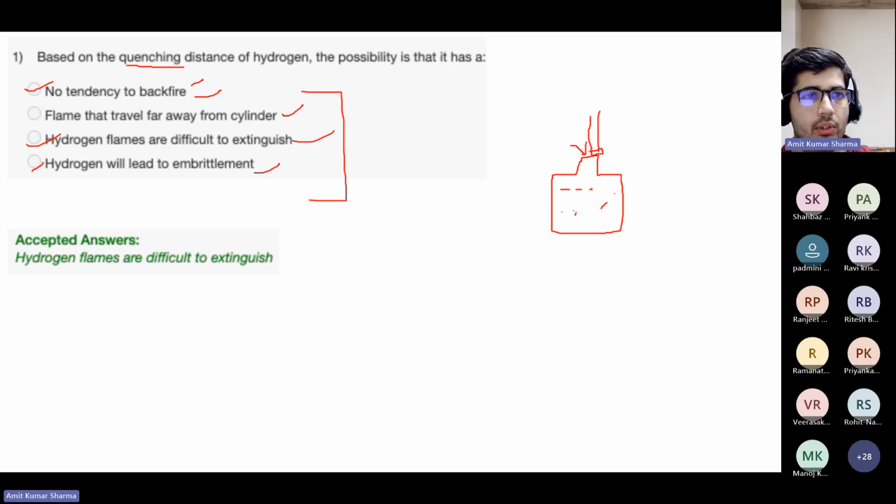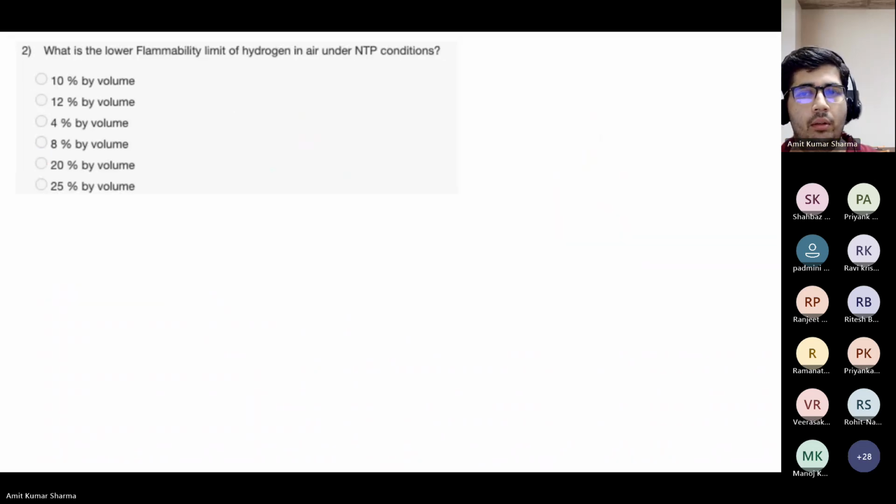Okay, let's move to the next question. What is the lower flammability limit of hydrogen in the air under NTP conditions? Lower flammability limit. We have studied lower and higher limit. So what is the lower limit? 10%, 12%, 4%, 8% by volume, 20% by volume, 25% by volume. 4%. Okay, so what is the meaning of this flammability limit?